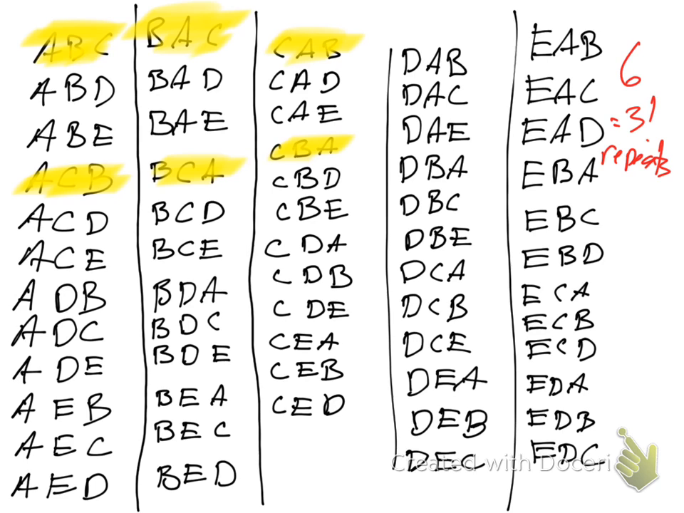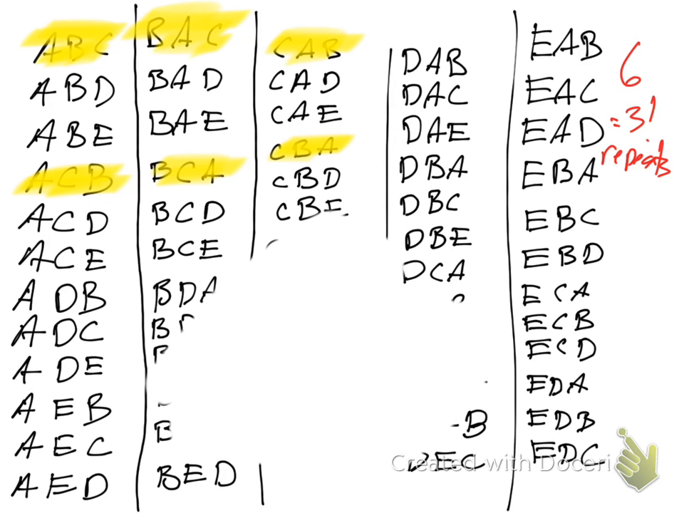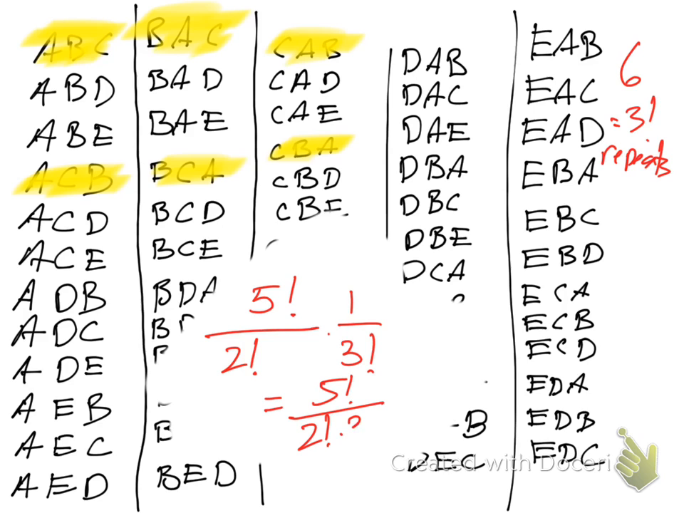And so the idea here is that we originally had 5 factorial over 2 factorial permutations. But if I divide by 3 factorial, I'm going to get 5 factorial over 2 factorial times 3 factorial. And this number is called 5 choose 3 because it represents the number of combinations of 3 things. And notice here that 2 plus 3 is 5.